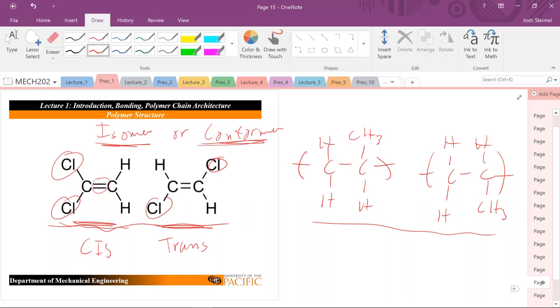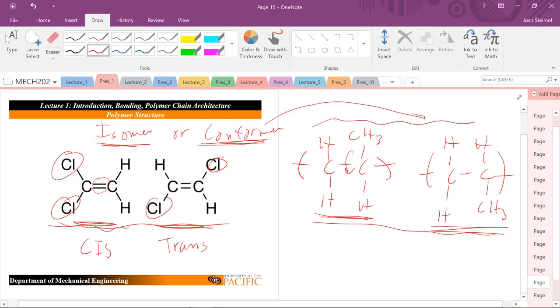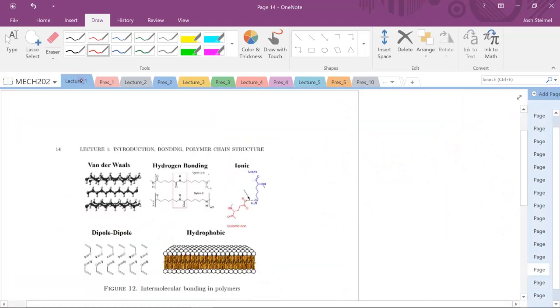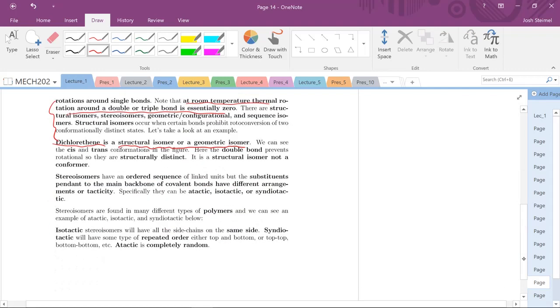What about these guys? Are these structurally distinct materials? No, right? Because all I have to do is rotate around this bond here and I could recover the other. These are identical. If I block my screen here and cover everything, and flip these around, they can be related by rotation. So we don't have to worry about this one. This is not an isomer. These are conformers. I think it's easier to see isomers, conformers, and different types of isomers when you look at examples. So that is a geometric or structural isomer. It is not a conformer.